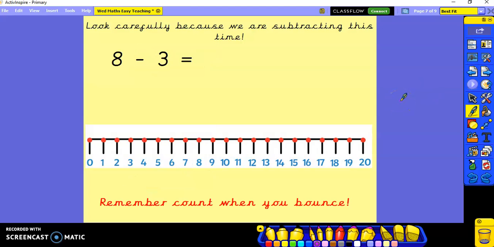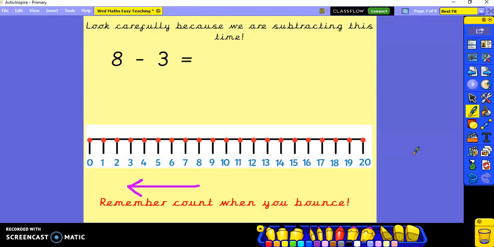Right, here's a chance for you to have a go this time. Remember, we are subtracting, so we are going backwards along the number line this time. So pause the video here so that you can have a chance to work out 8 take away 3.